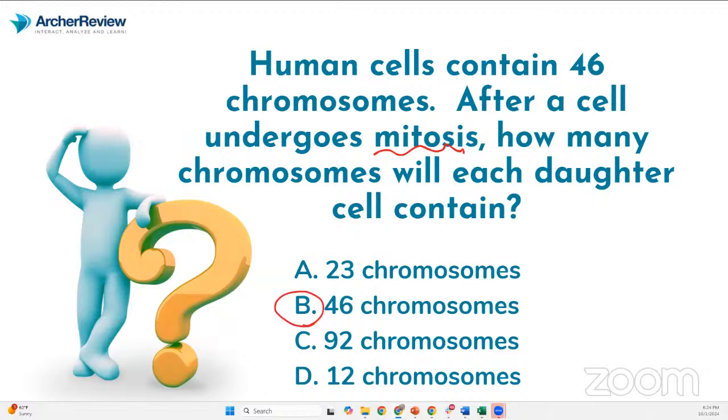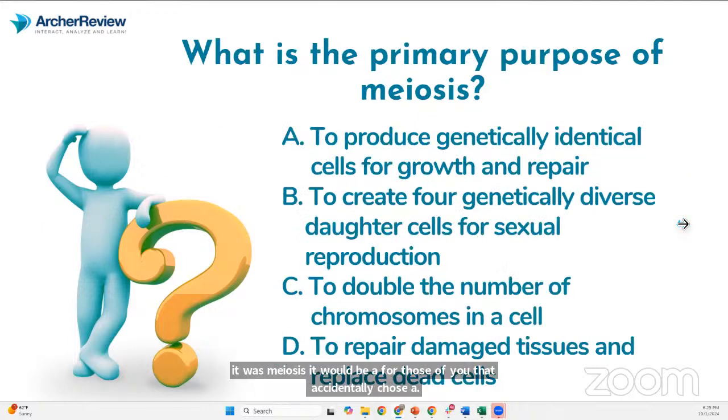Because this is mitosis, the correct answer is B. Mitosis gives us the exact same chromosome number as the parent cell. Very nice job for those of you that got that. If it was meiosis, it would be A, for those of you that accidentally chose A. Let's do another.